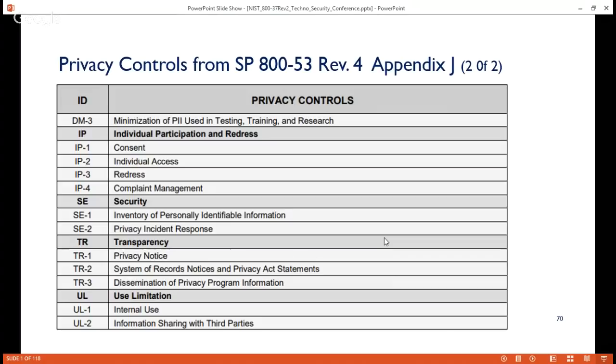This is where the consumer can consent, have access, redress, and have a complaint management process. All of those are part of the privacy controls that you put in place to ensure that you're in compliance with privacy regulations. Then you have security controls, and that's where you do an inventory of your PII, and you do privacy incident response, and you plan out how you're going to do that. Then you have transparency controls. Those are your privacy notice, your system of records notice and privacy act statements, and dissemination of privacy program information. And then you have use limitation, and this will govern internal use and information sharing with third parties. Again, it's a family of controls, the privacy controls.